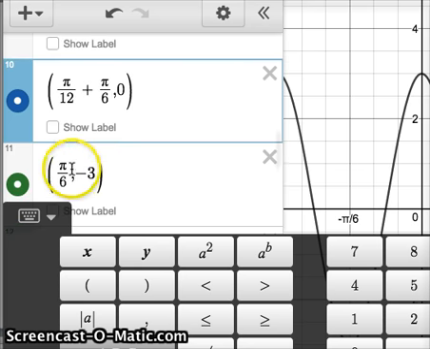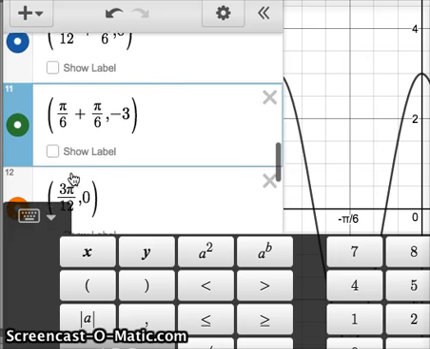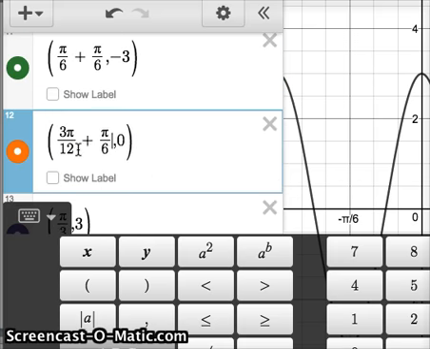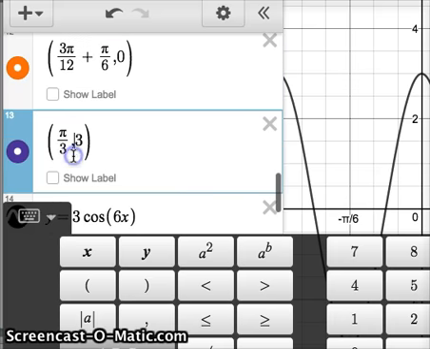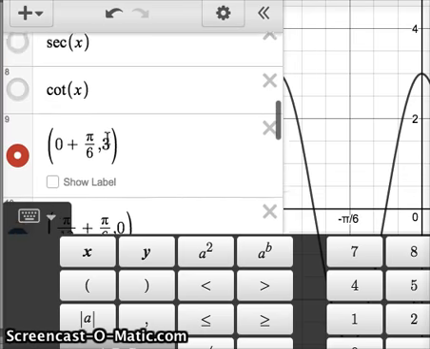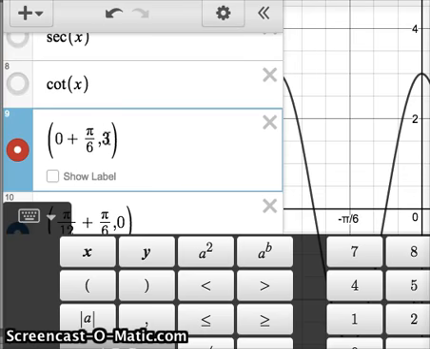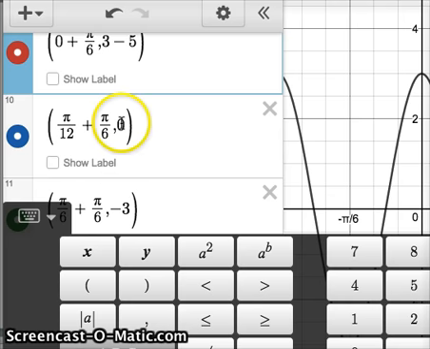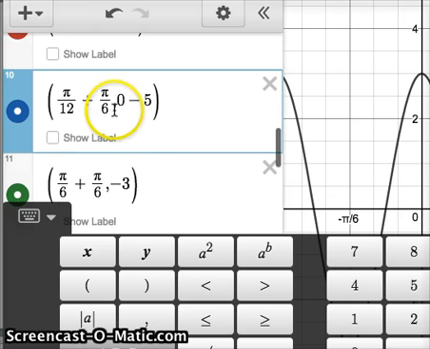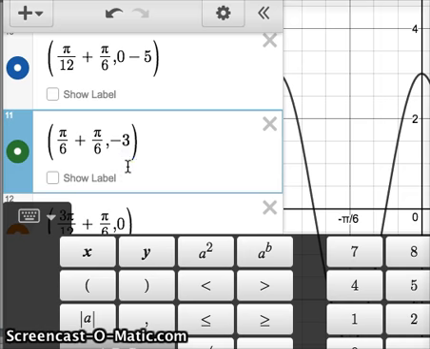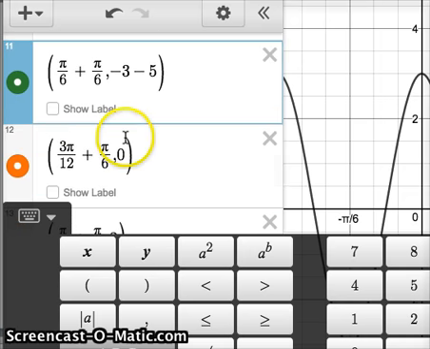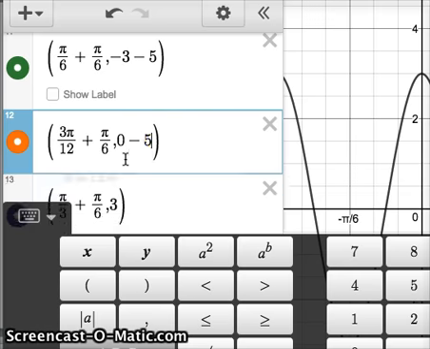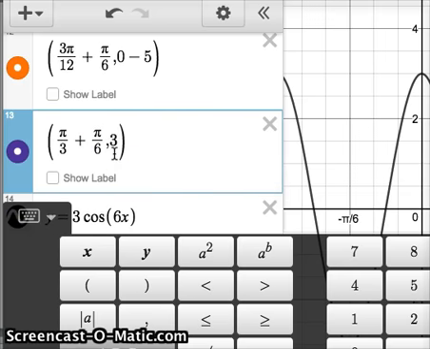So I shifted that to the right pi over 6. Shifted that to the right pi over 6. Now I've got to subtract 5 from each one of those. So we're going to subtract 5 there, subtract 5 here, subtract 5 here, subtract 5 here, and subtract 5 here. So those should give me the 5 points we need to get our primary cycle.